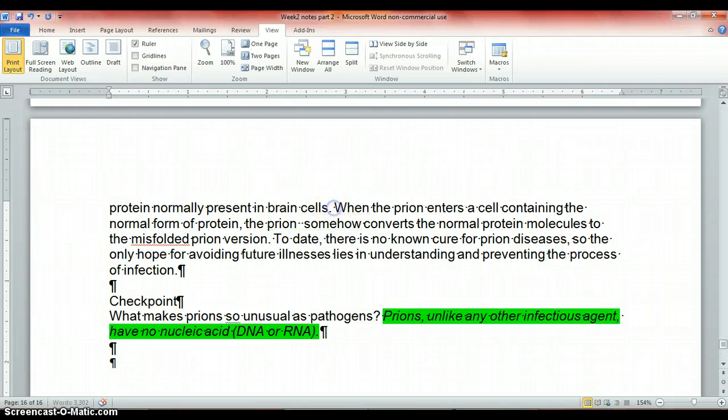So remember, they always talk about mad cow because you eat the brain. The cow eats the brain. When the prion enters the cell containing the normal form of the protein, the prion somehow converts the normal protein molecules to a misfolded prion version.